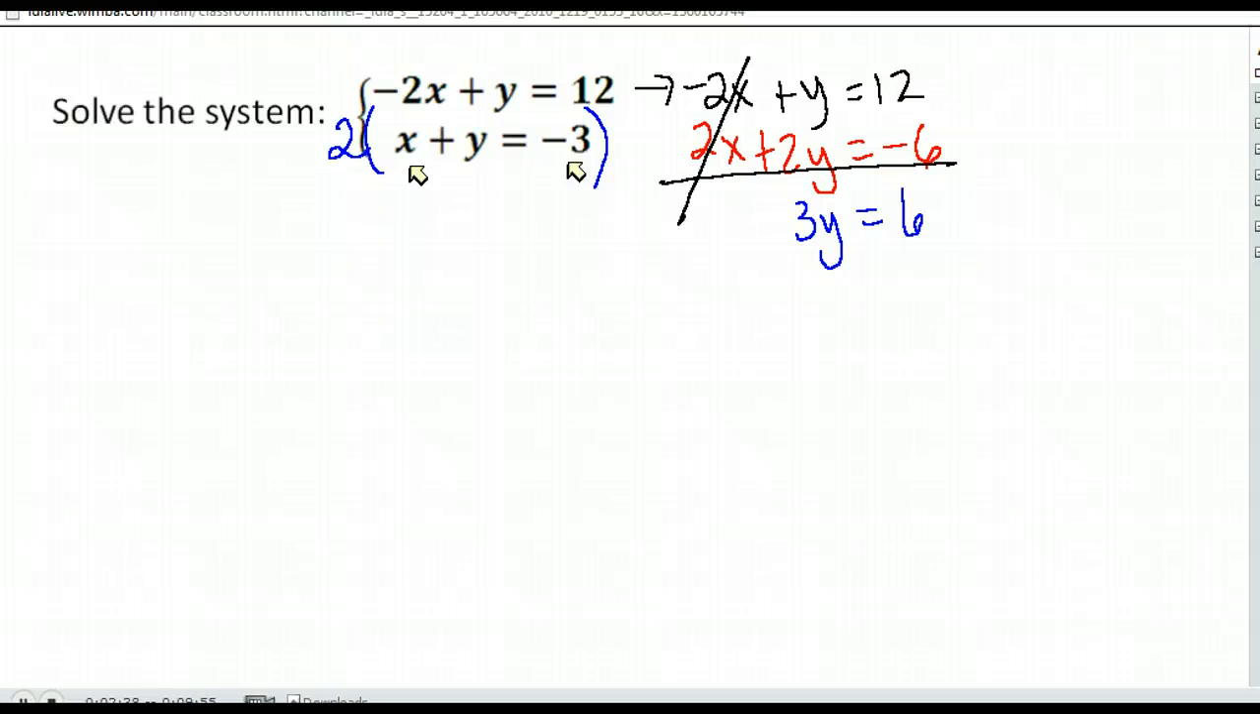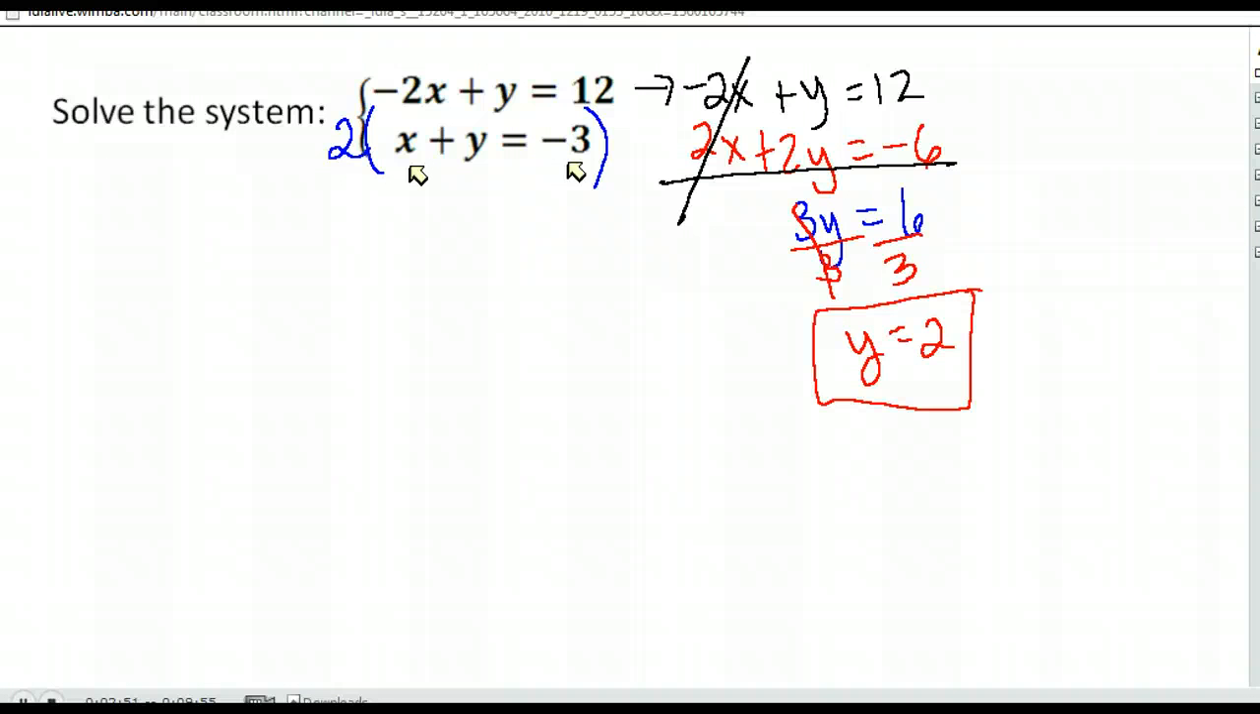Now I have one variable, and I can actually solve this. I have 3y equals 6, so I just go ahead and solve that equation. 3 times y, so to solve, I do the opposite and divide both sides by 3. And I get that y is 2. Now I'm not done, because I have to solve for both variables.